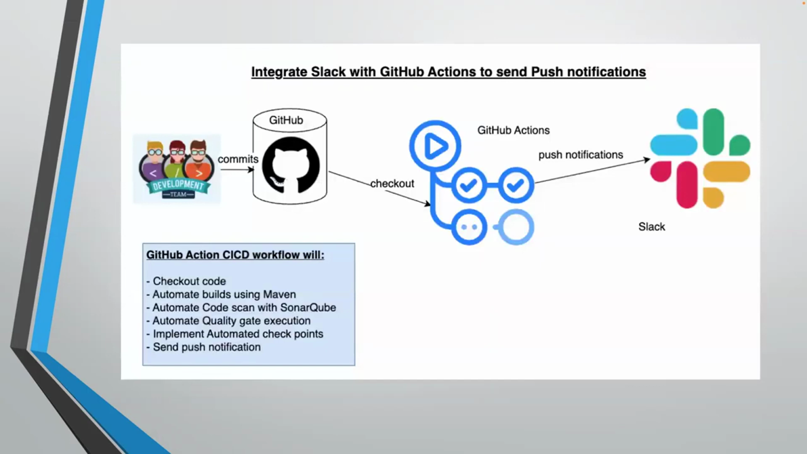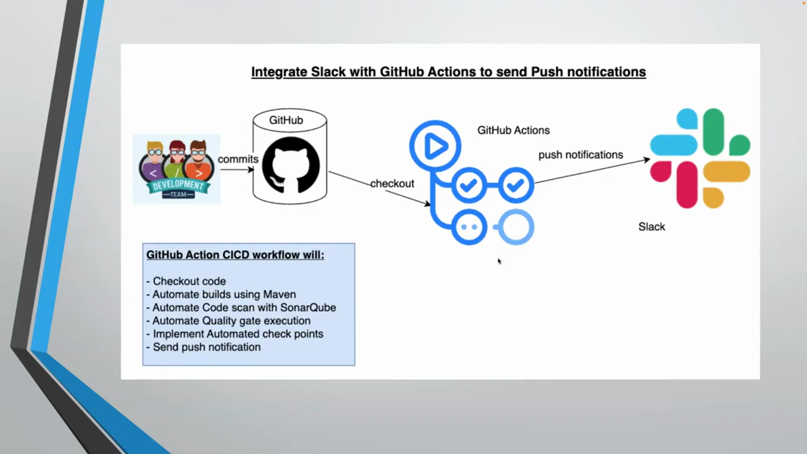So this is the workflow that we are trying to achieve. As soon as the development team commits the code into GitHub, our GitHub Actions CI/CD workflow will kickstart, and it will check out the code, do all the work, and then finally once the build is done, it will send a push notification back to the development team.